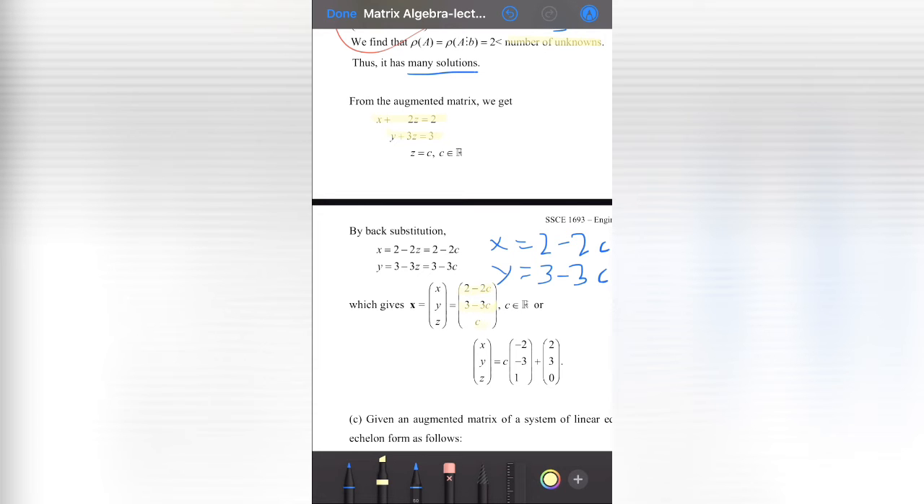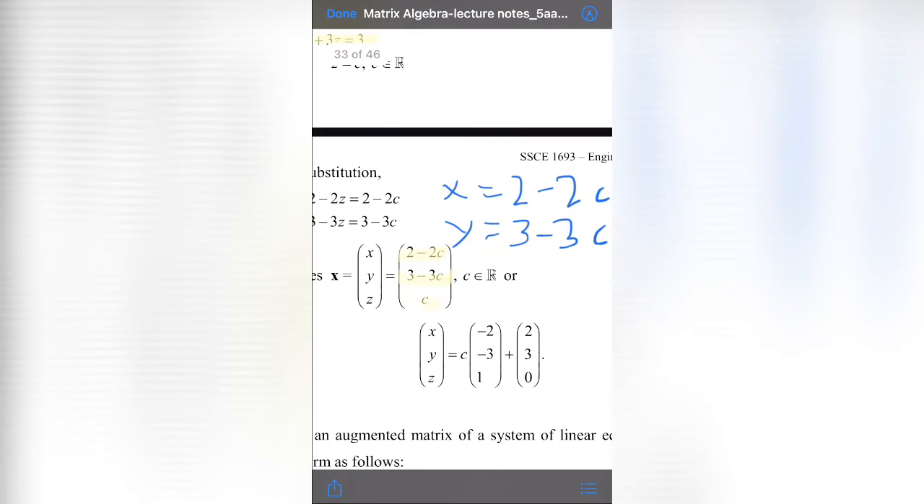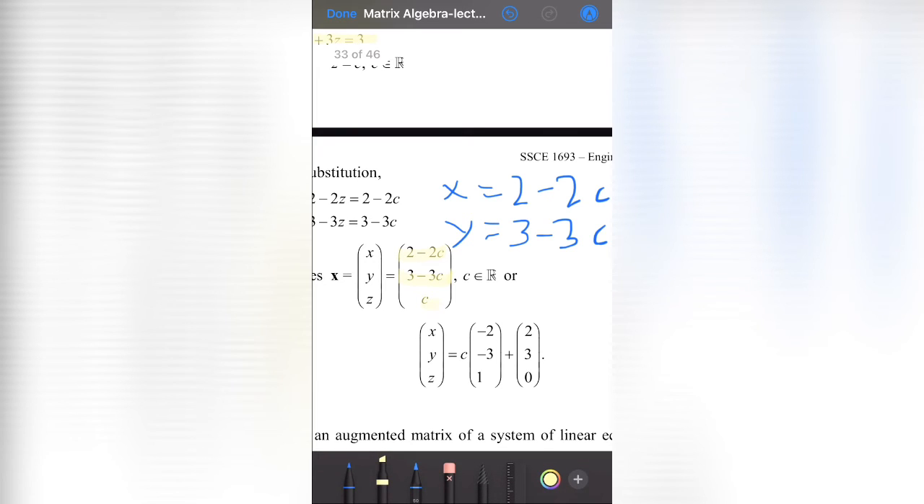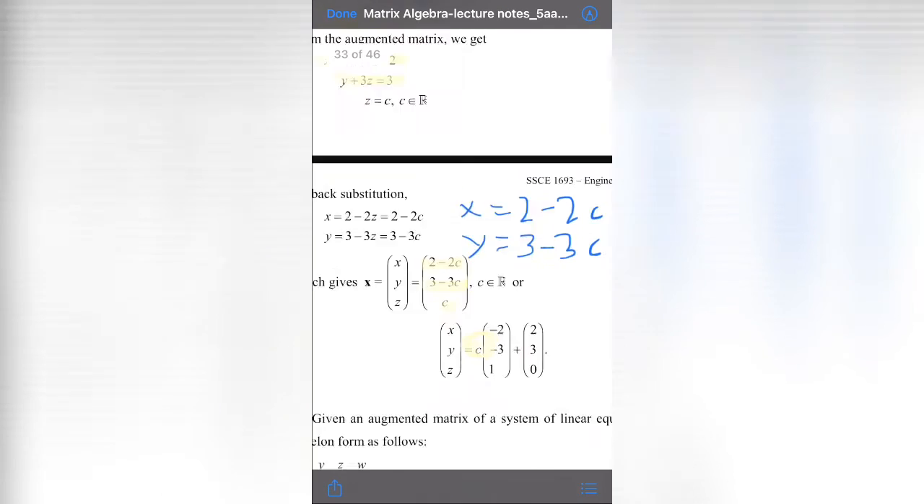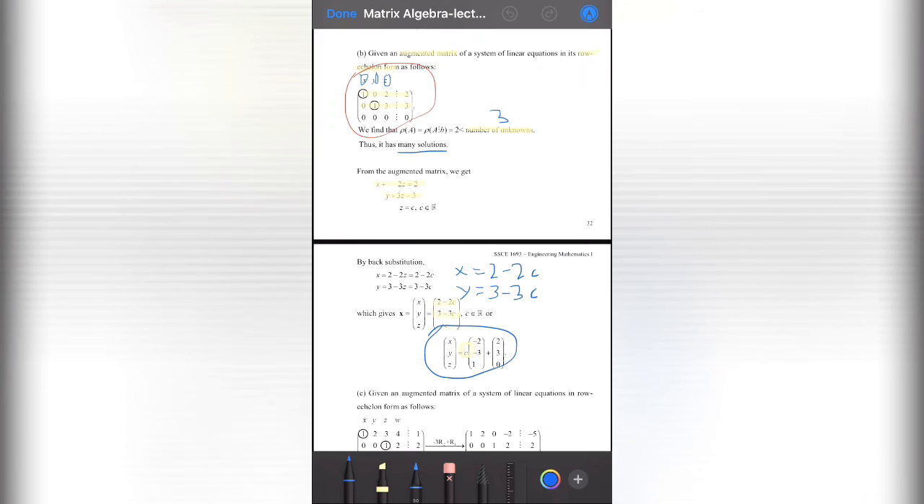And then we can put the equation in its simplest form by factorizing it. As we can see, in all 3 equations we have c, so we just take c outside of the matrix. The final equation is this.